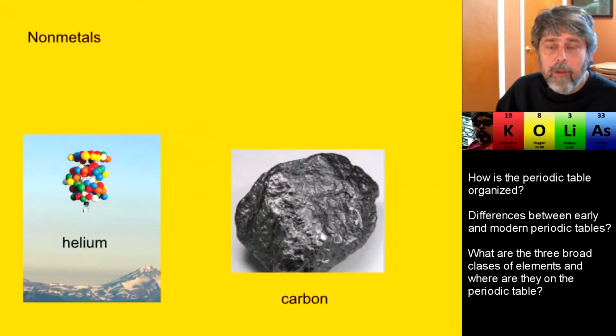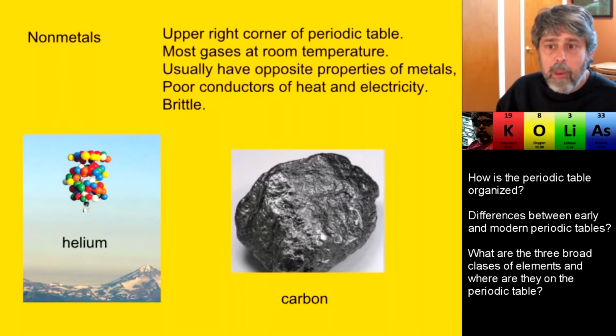Next are the nonmetals. The nonmetals are mostly gases at room temperature, except for a few of them, such as carbon, pictured here. They typically have opposite properties of metals. They are poor conductors of electricity or heat. Sometimes they're used as insulators, which is the opposite. They are brittle. They're not malleable. They're not ductile. You cannot form these nonmetals into weapons or whatever you need to form them into. They're too brittle. They will break apart. Metals will not break apart.